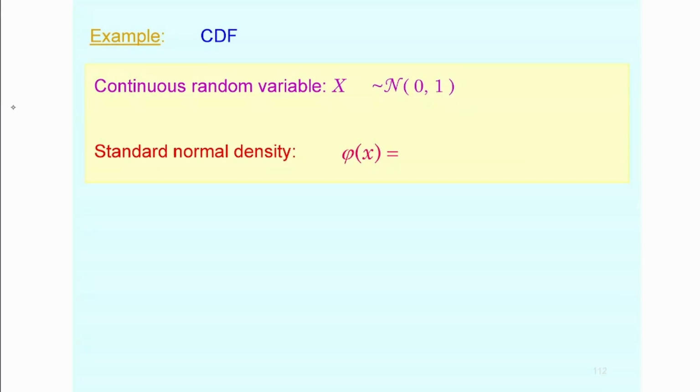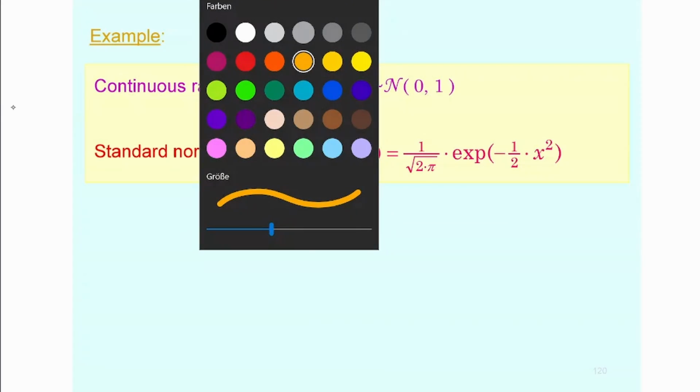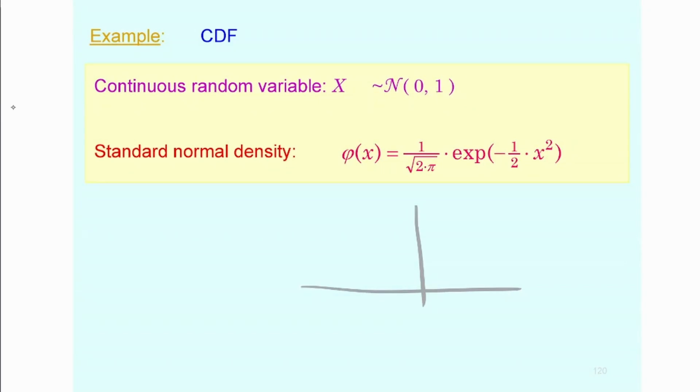It doesn't really matter. Phi at point x is going to be 1 by the square root of 2 times pi times e to the power of negative 1/2 times x squared, right? So that's basically the density function. I think everybody's seen this before. It looks like this, okay? So this is basically what the density function would be.